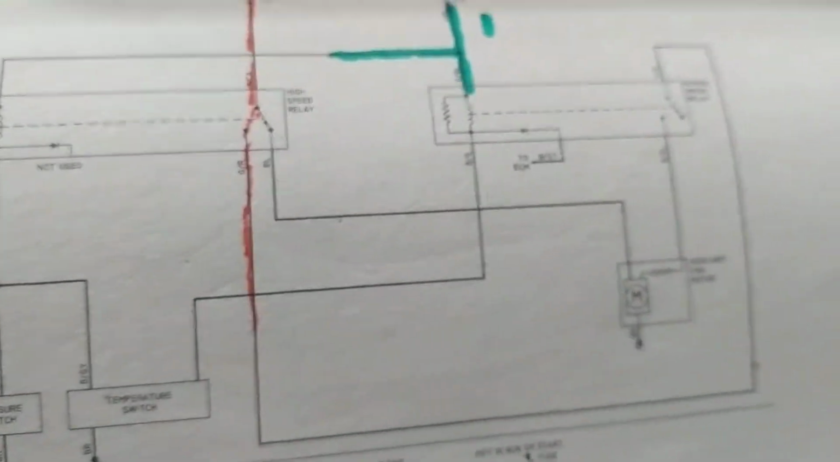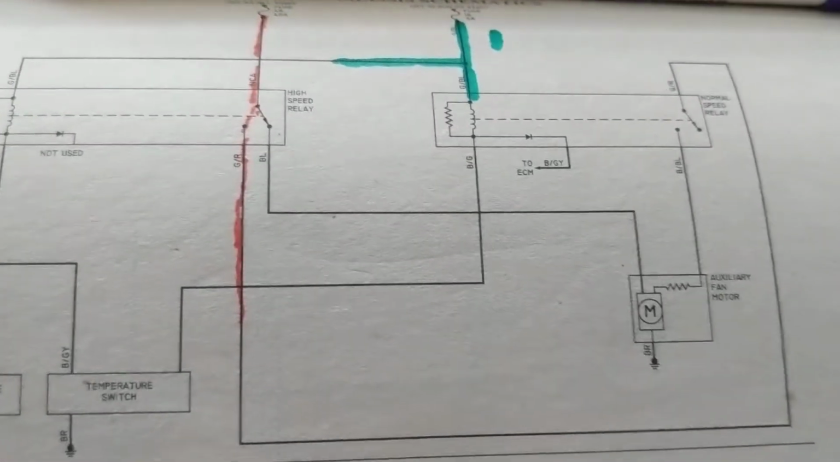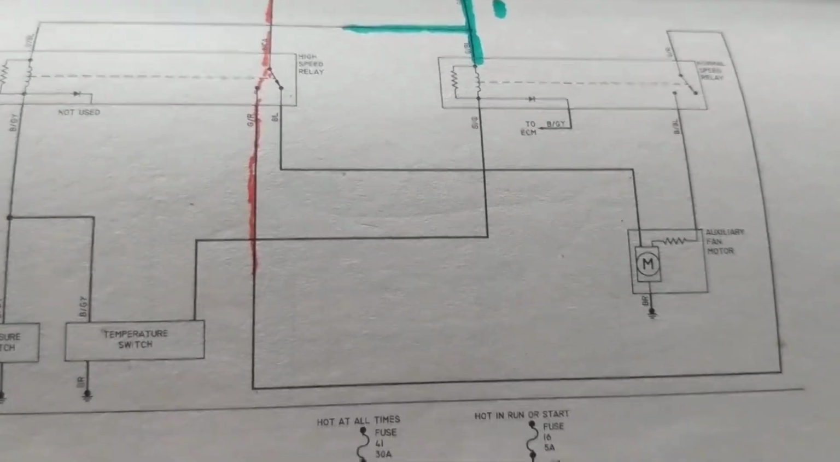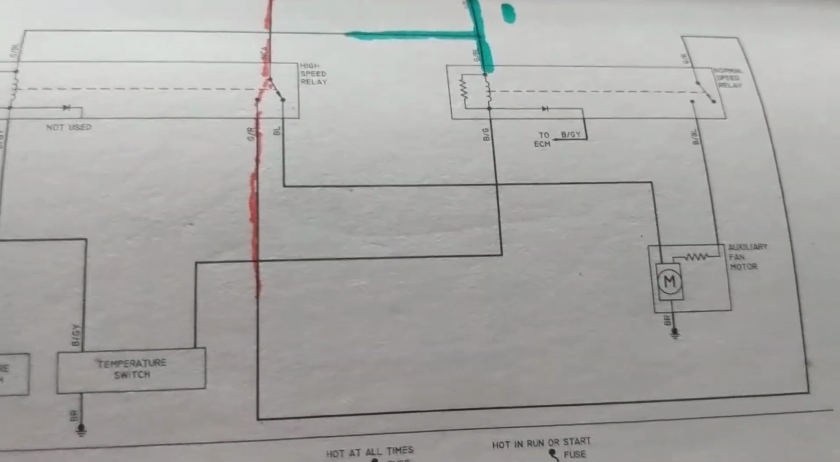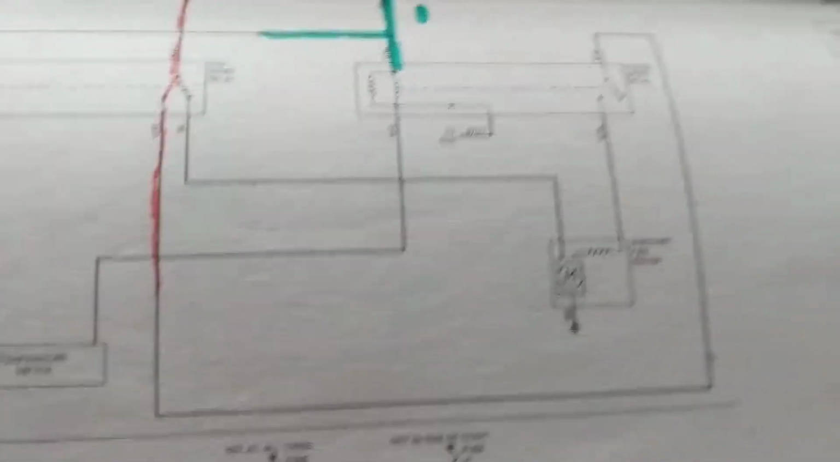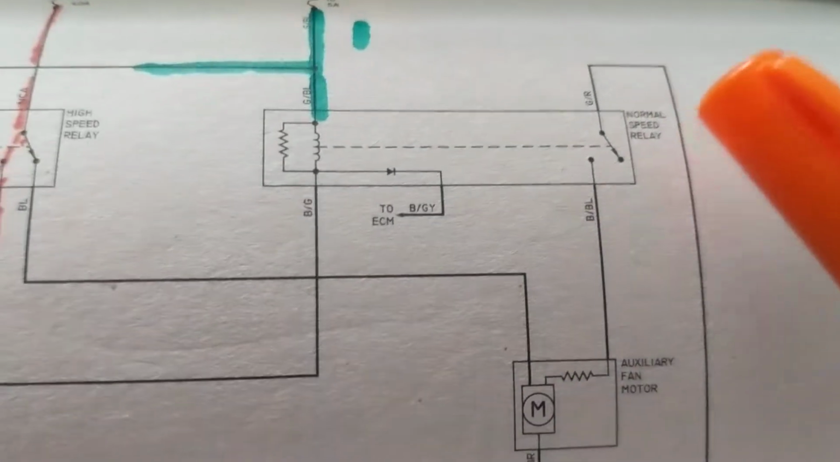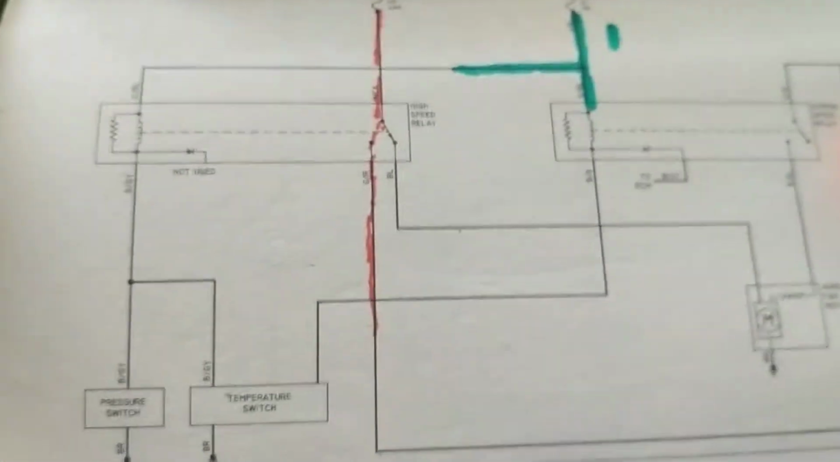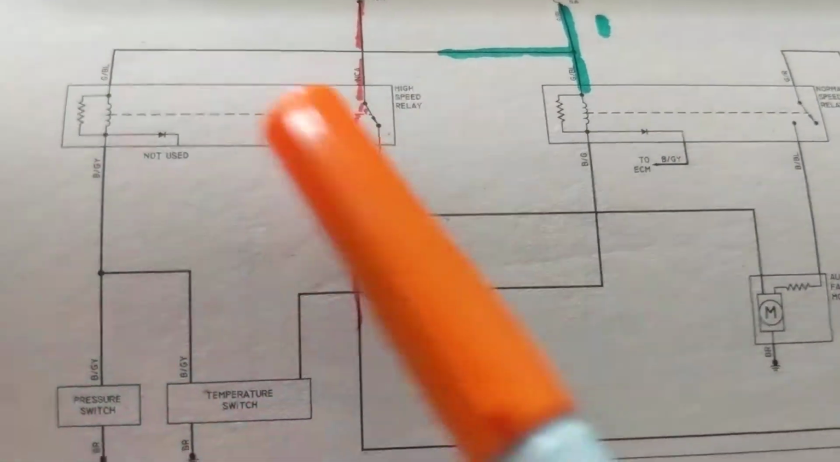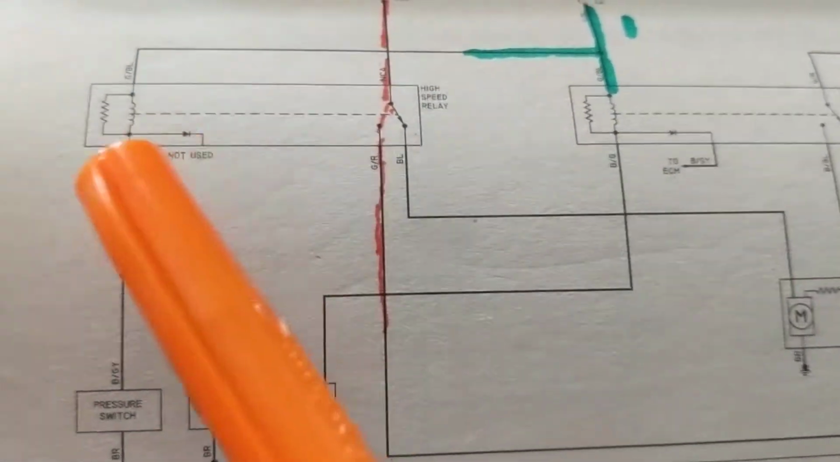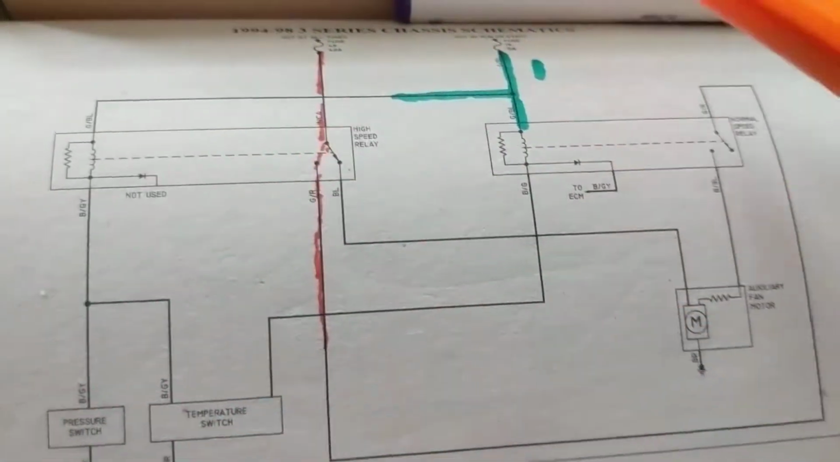Now let's say you're driving. You're off idle and you're driving. More air is being pulled in to the engine. What would happen to the speed of the fan? We don't need it at full speed. We need it less speed. In this case, normal speed. So what's going to happen now? Now I expect this one to be turned on. And let's see if that's true.